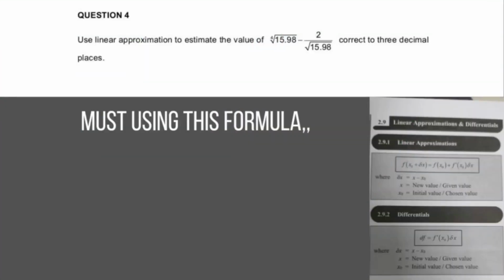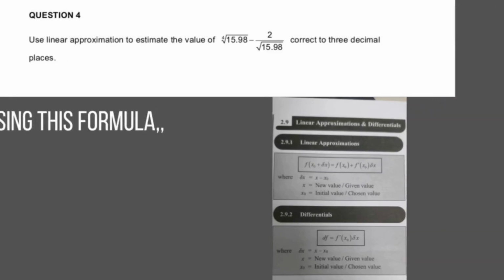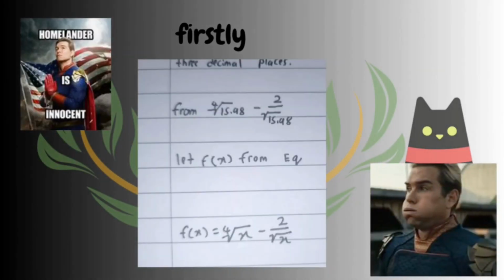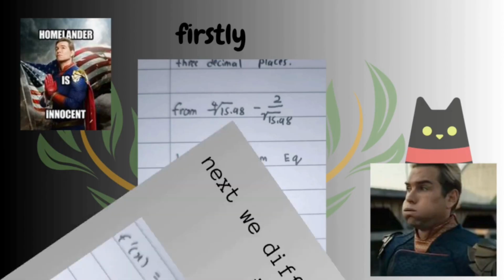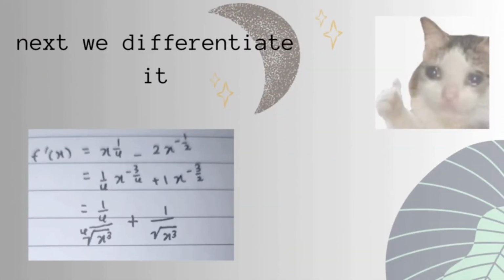For question 4, we can apply this formula to solve the equation. Firstly, we let f(x) from the question. Then the f(x) we get from the equation is the fourth root of x minus 2 over the square root of x. Next, we differentiate f(x). After differentiating it, the answer we get is 1 over 4 times the fourth root of x cubed plus 1 over the square root of x cubed.